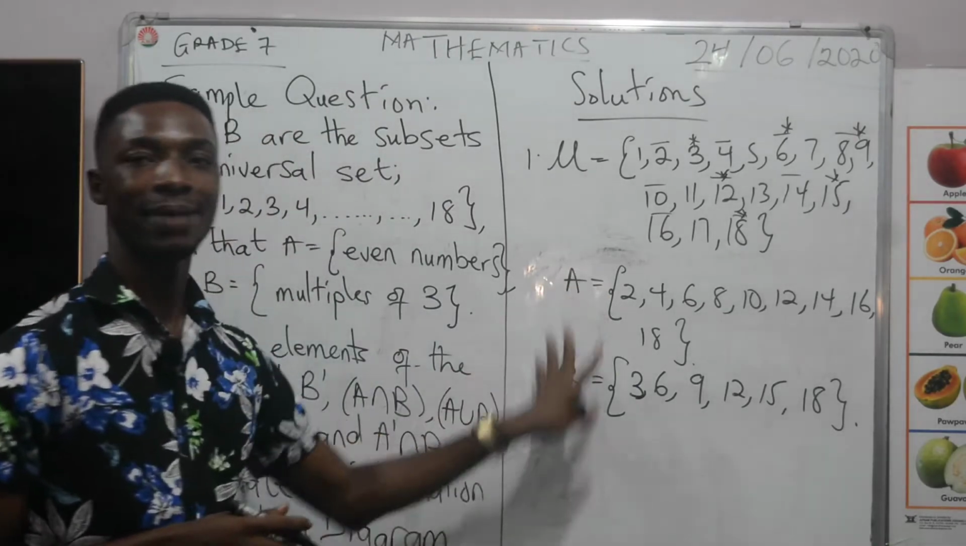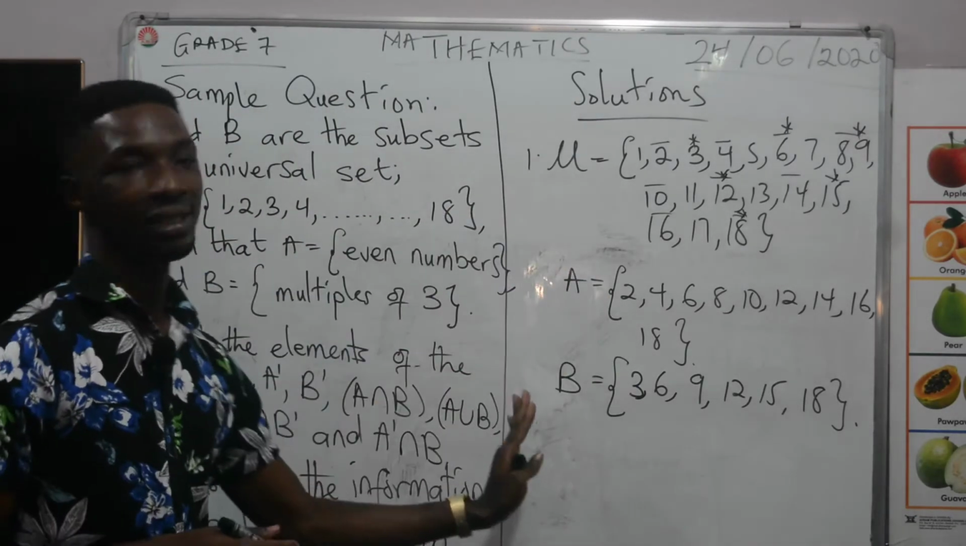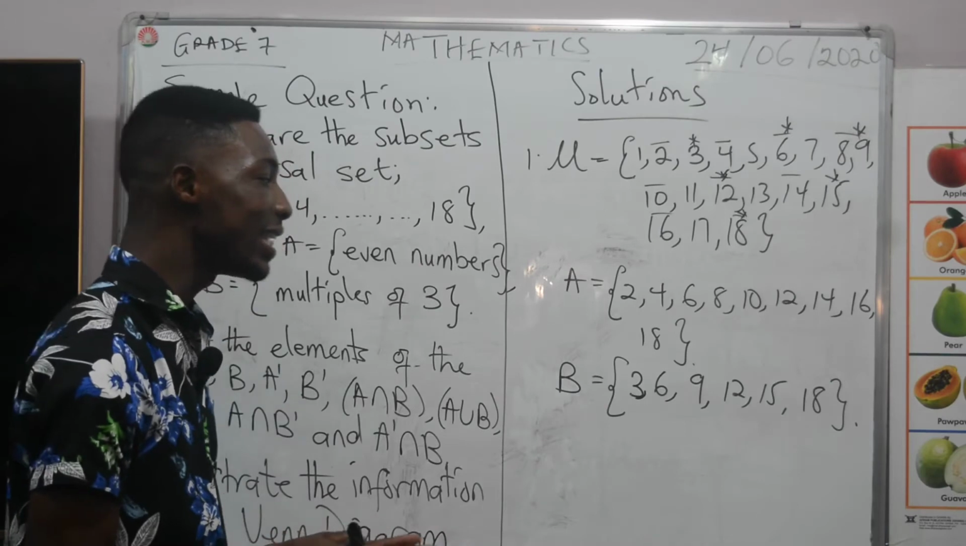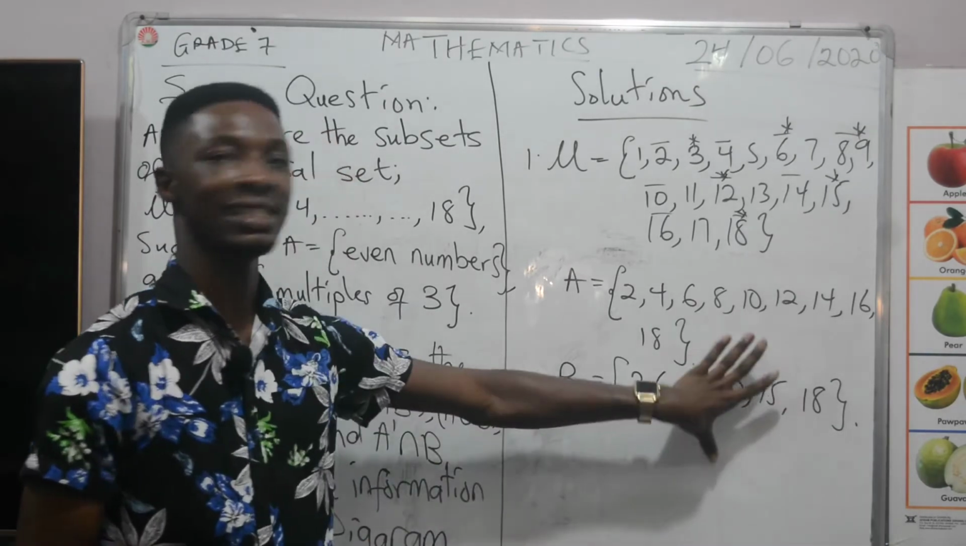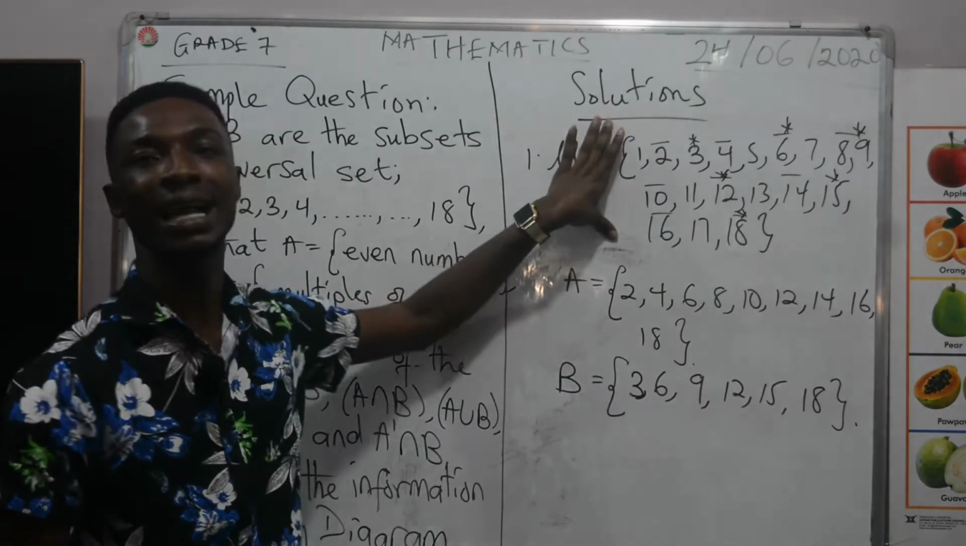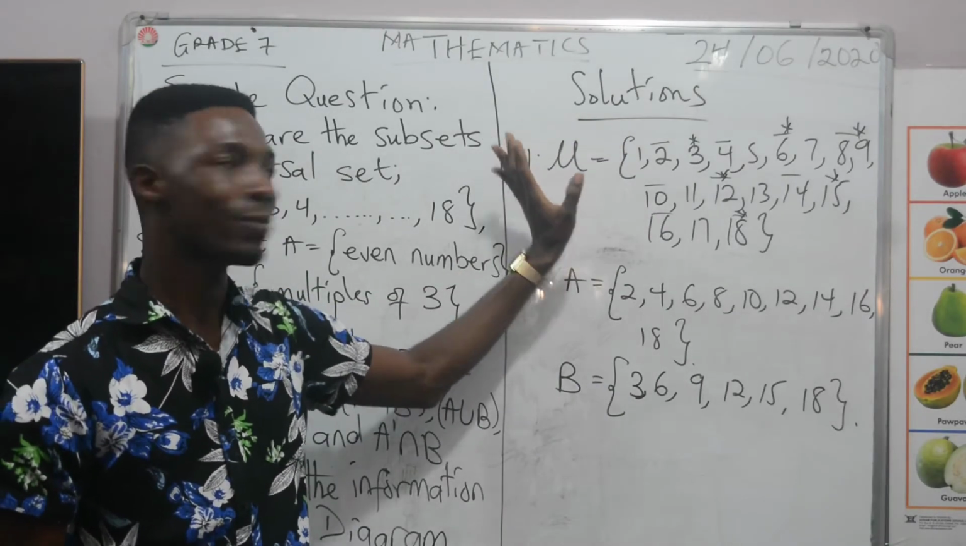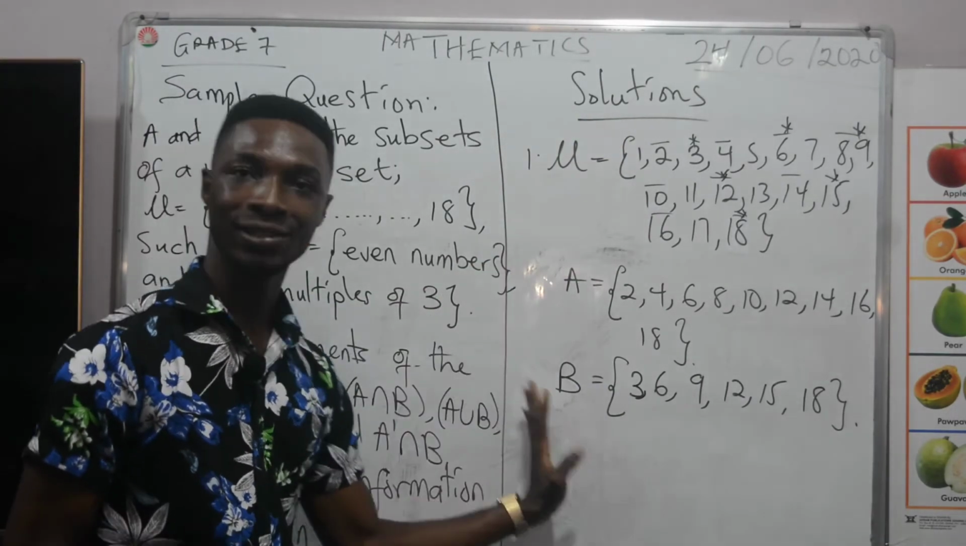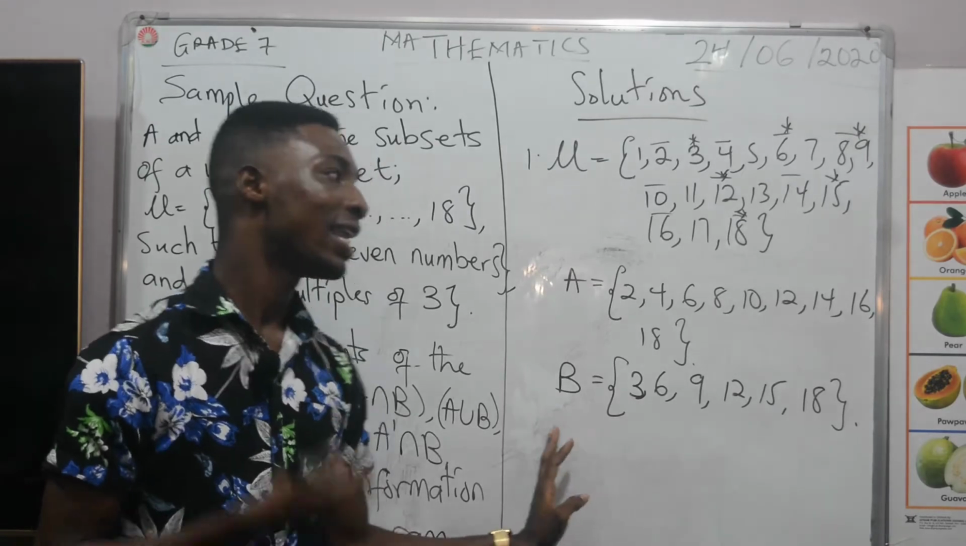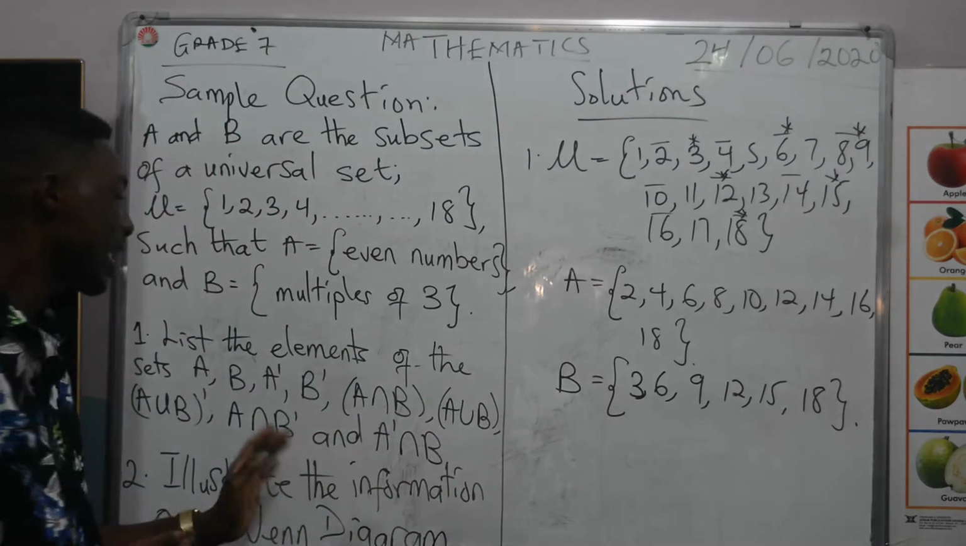So these are the subsets. This is the universal set. These are the subsets. You can see that each element in any of these sets can be found in the bigger set here, the mother set. So this is the mother set, and these are the children called subsets. Let's move on and list the elements of the other sets.